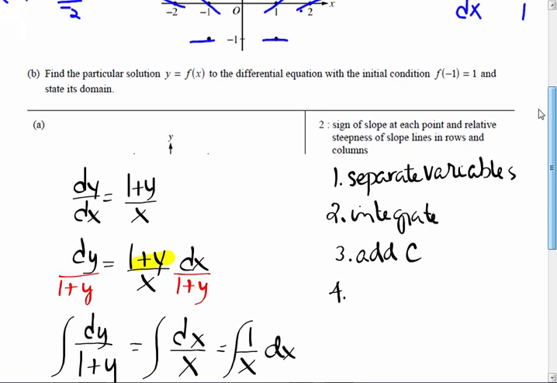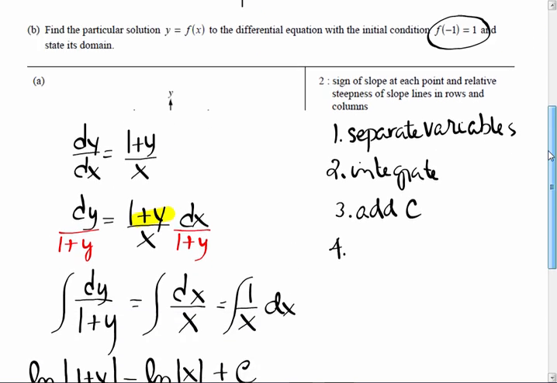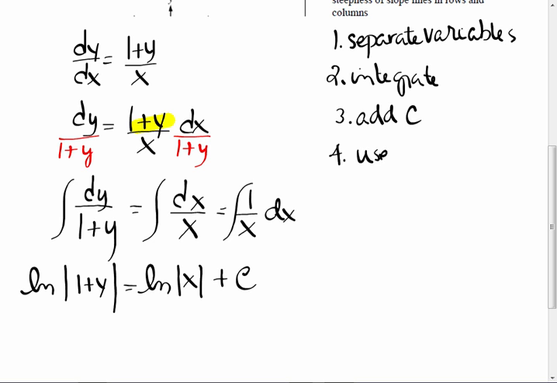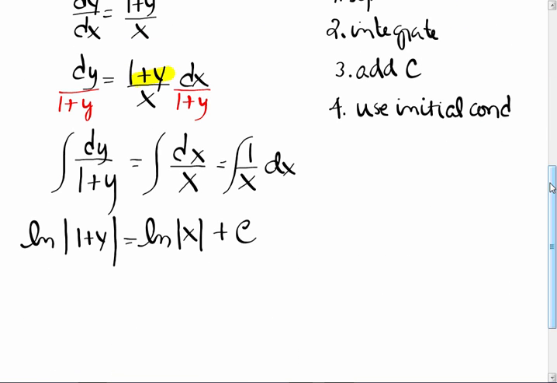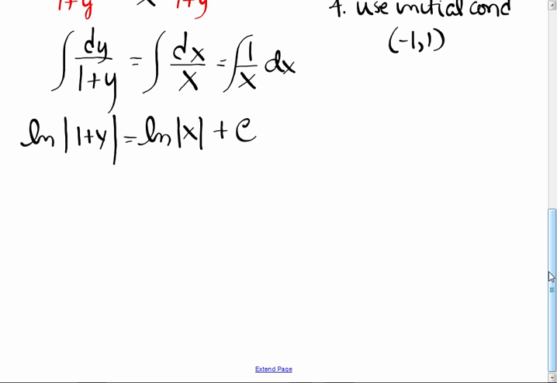No, no, no. Put in the particular solution. Use the initial conditions. No, that's negative 1, 1. This is like solving for b in y equals mx plus b. It's exactly the same. So in place of y, you're going to put 1. So this is the natural log of 1 plus 1 equals the natural log of the absolute value of negative 1 plus c. I now have values, so I can solve for c. It's exactly like y equals mx plus b.